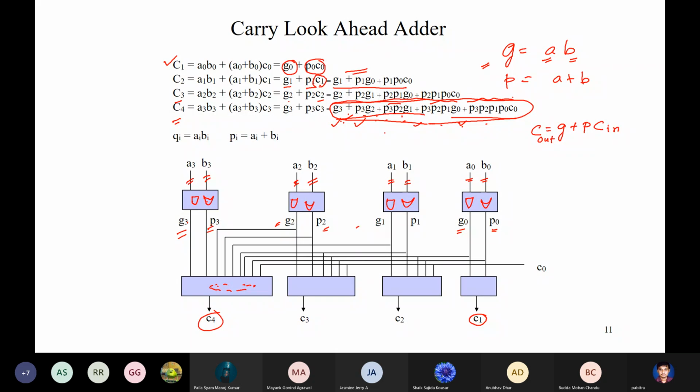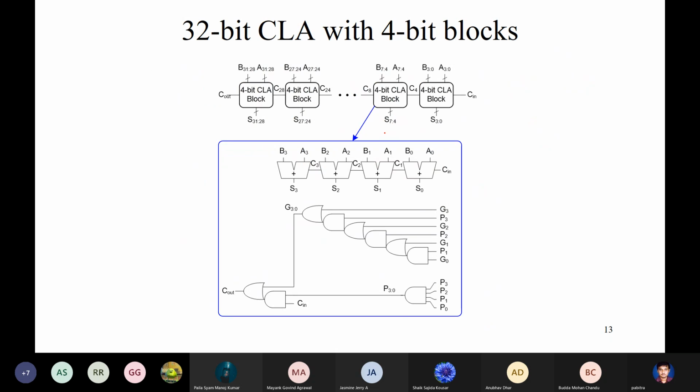So what happens actually is that it's something like this. I'll explain. Okay, so this, let us forget.